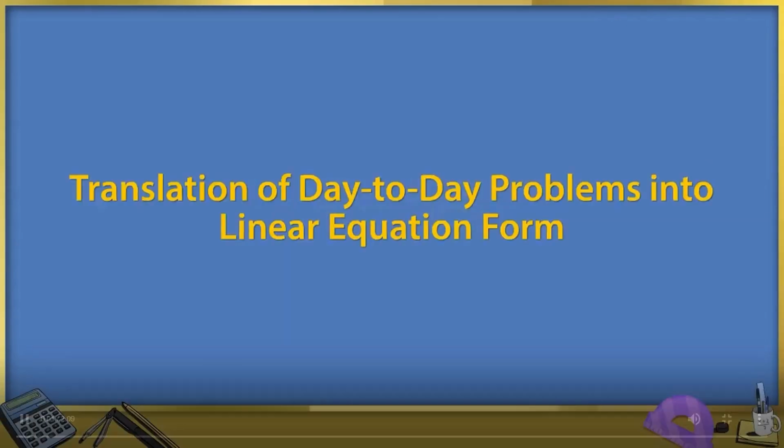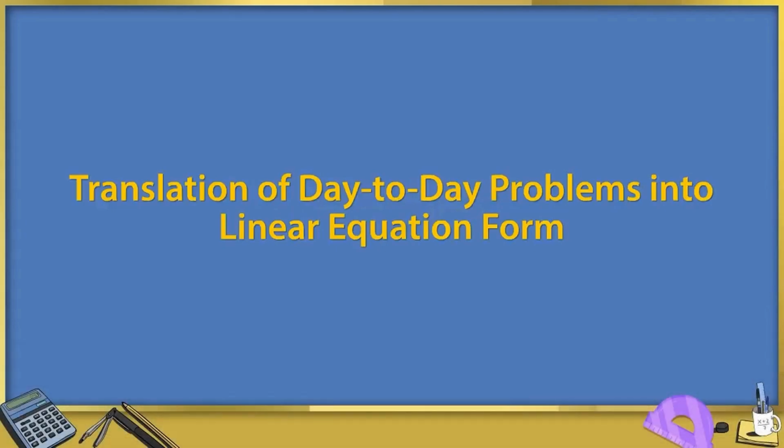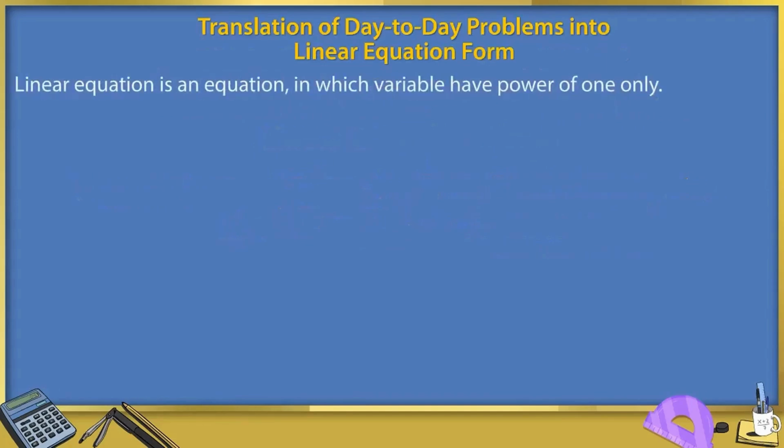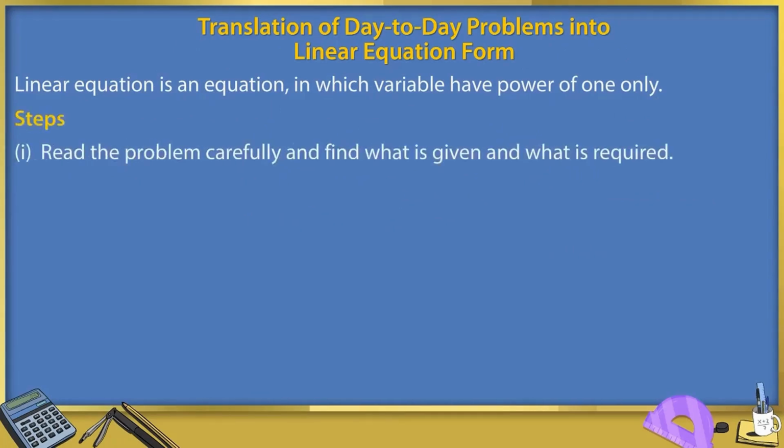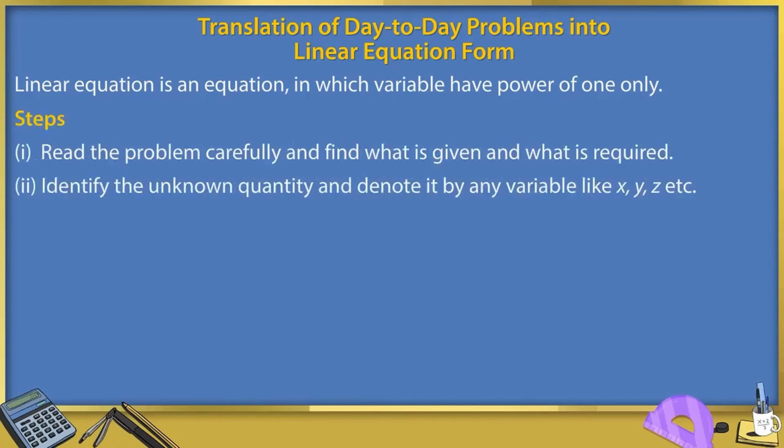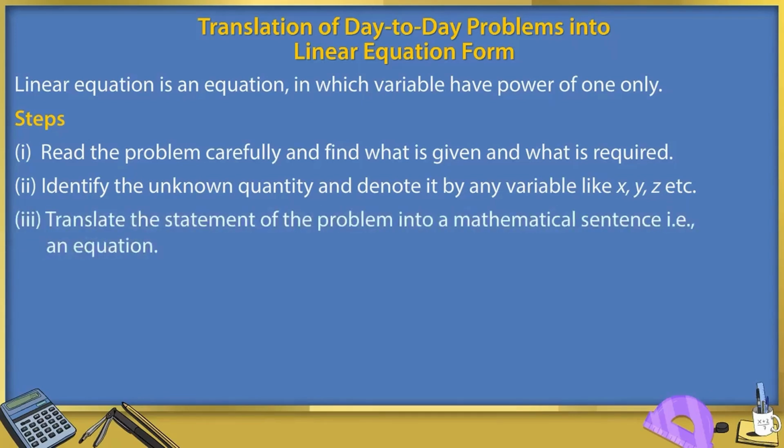Translation of day-to-day problems into linear equation form. A linear equation is an equation in which the variable has power of 1 only. Steps: 1. Read the problem carefully and find what is given and what is required. 2. Identify the unknown quantity and denote it by any variable like x, y, z, etc. 3. Translate the statement of the problem into a mathematical sentence, that is, an equation.